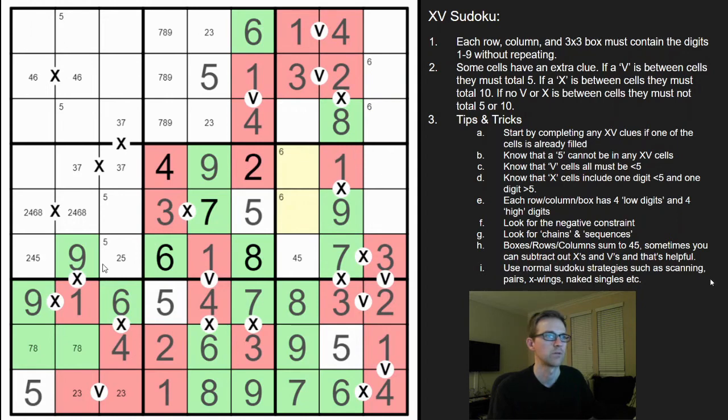We're missing now, where does the 5 go? Or 9, so 9s go over here. I'm just going to do some normal Sudoku here. 4 must be in one of these. 1, 2, 2, 2. Okay, so 2 must be in one of these.